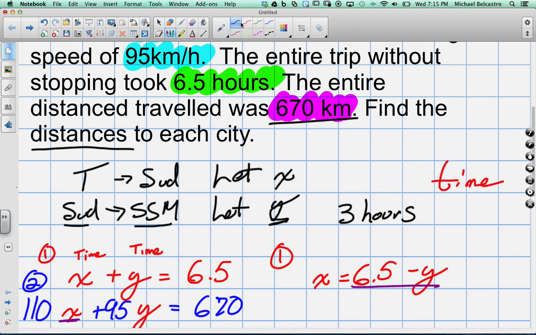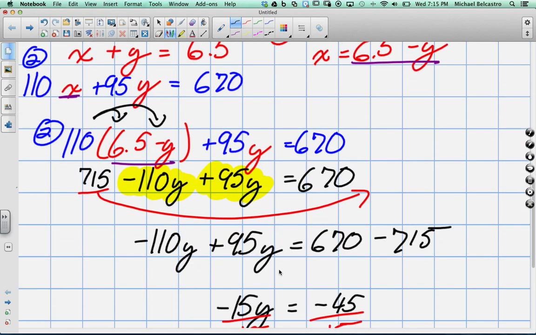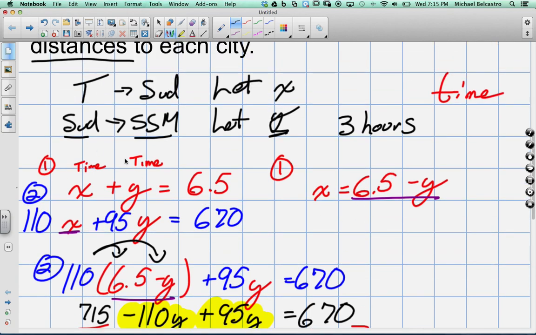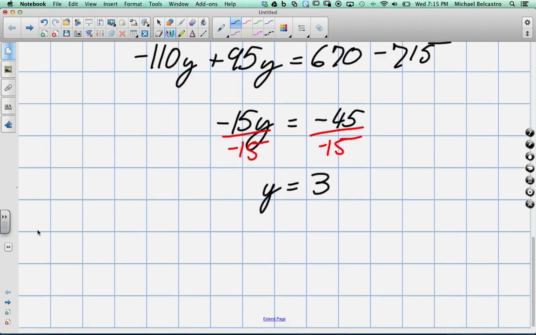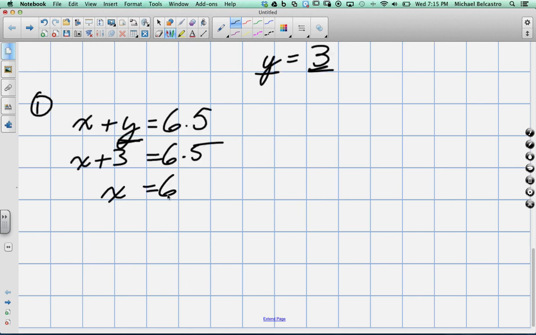What's good about this now is we can take equation 1, which was relatively simple. Okay. And we can take any version of it. In fact, we'll take this version. Actually, no, we'll take the original. x plus y is 6.5. So back to equation 1, x plus y equals 6.5. Well, we know y is 3, so we'll substitute 3 in for y. x plus 3 equals 6.5 becomes x equals 6.5 minus 3. x is equal to 3.5 hours.